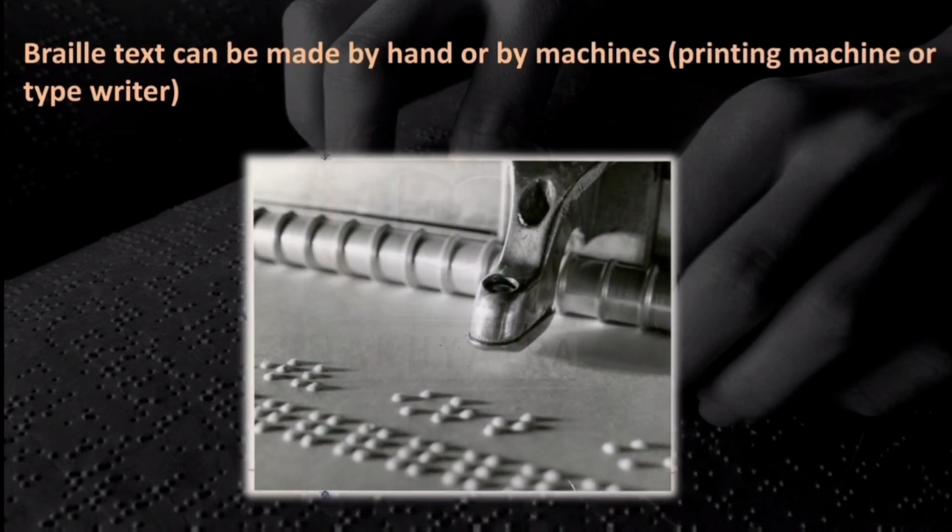Braille text can be made by hand or by machine, like through a printing machine or typewriter.